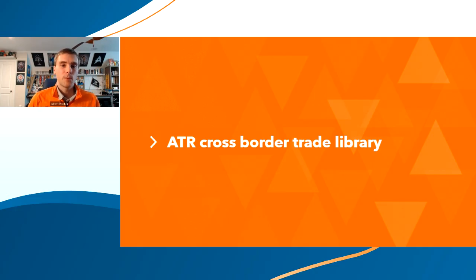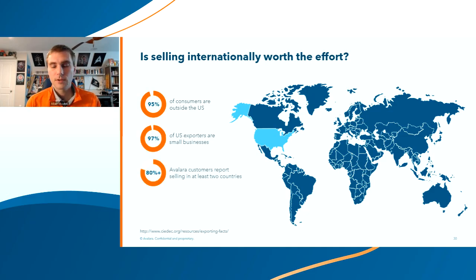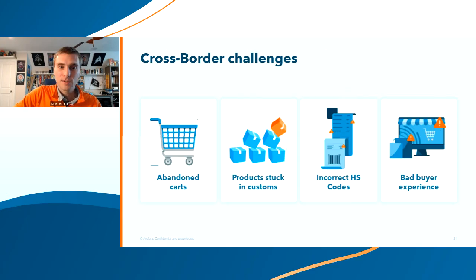But we just added a library to ATR that allows us to surface all the cross-border content that we have at Avalara. Talking about cross-border pretty quickly, it's pretty challenging to sell across borders. You run into a lot of issues. It's a natural vector on which you want to expand your business. 95% of consumers, just do the math on population, are outside of the United States, but it comes with a lot of issues, right? Are we going to have to pay a tariff? How is this product classified? Is it going to get stuck in customs?